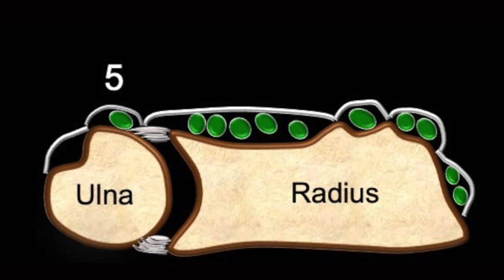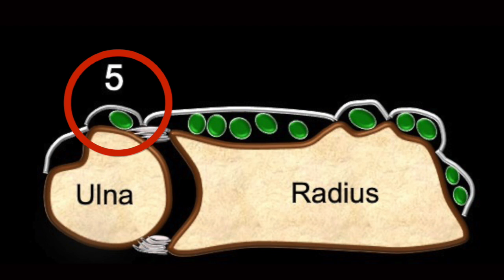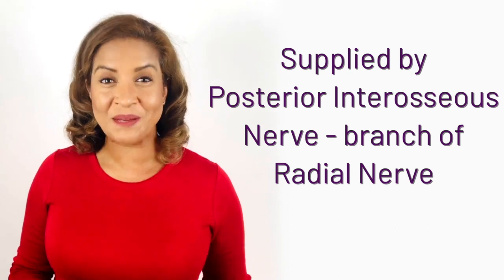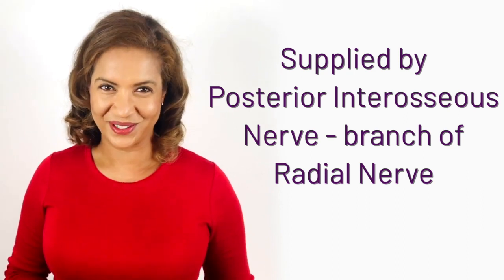Question 3. The tendon in green is the extensor digiti minimi, which inserts onto the little finger. Now, it passes through the 5th dorsal compartment and it is supplied by the posterior interosseous nerve, which is of course a deep branch of the radial nerve.